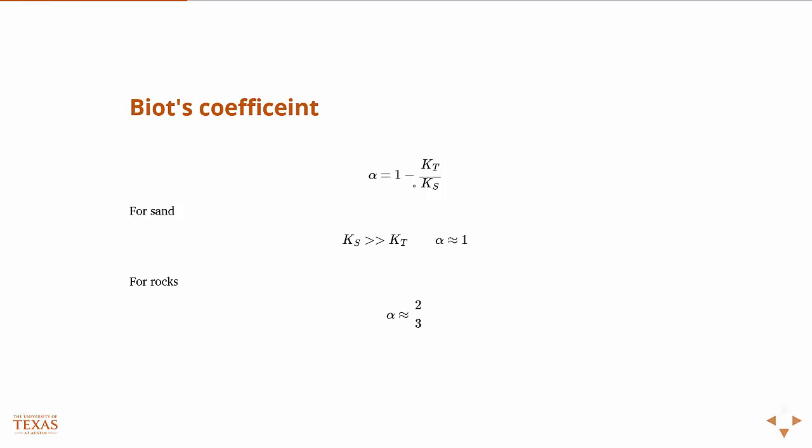Where it's not is when you have highly consolidated material, like in a shale. In this case, your Biot coefficient is going to be on the order of a half to three quarters. So as a rule of thumb, if you don't know anything else, you could use two thirds.